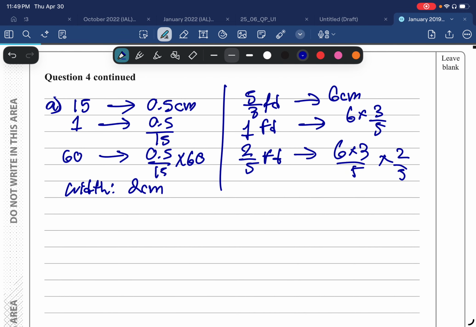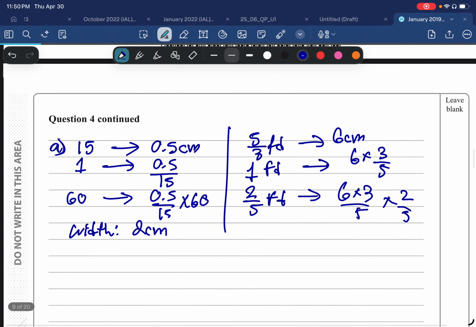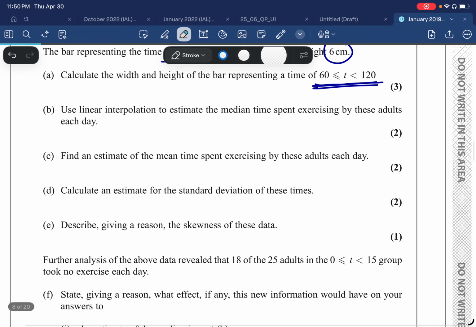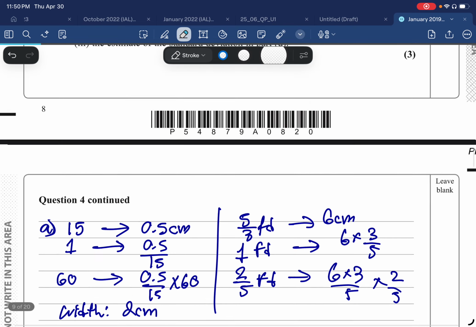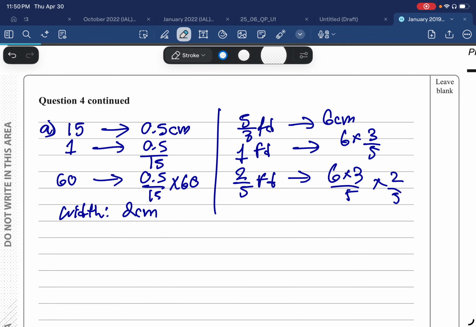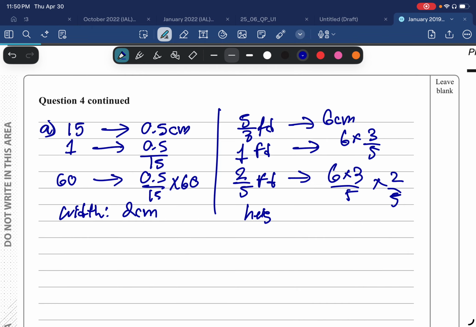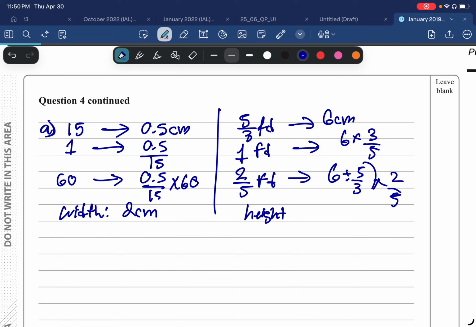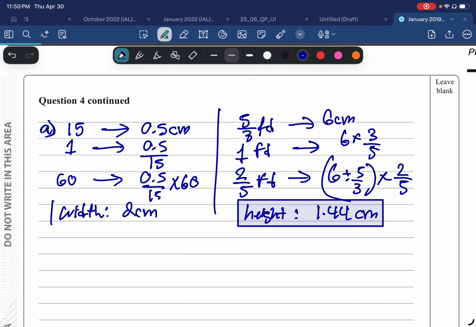I think I made a little mistake here. Was it 6? 6 centimeters. So we have 25. Yep. Times 2 by 5, got it. So our height comes to be, basically you divide 3 by 5 and then multiply this by 2 by 5, and we get a height of 1.44 centimeters. That is our height, and that is our width.